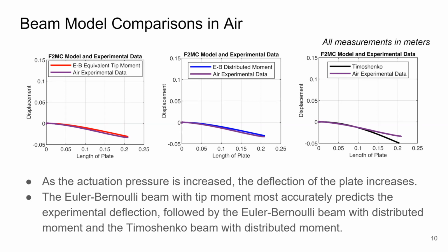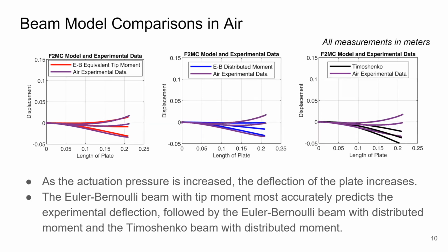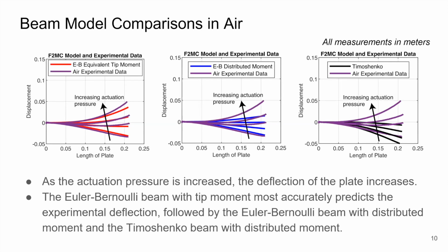Then we actuate the models at 10 psi, 20 psi, and 30 psi, and we can see once again, as actuation pressure increases and the models deflect upward, the equivalent tip moment best predicts the deflection, while both of the distributed moments continue to underestimate the experimental data.